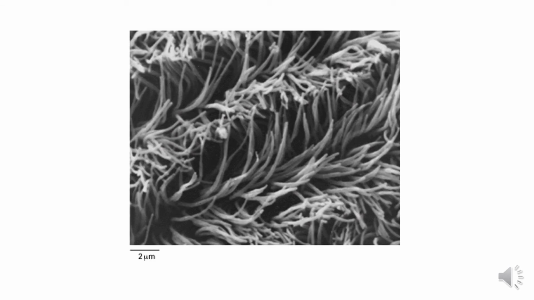And a final picture I want to show you is these are made of microtubules. This is a picture of cilia. So these are cilia on the ciliated epithelium.